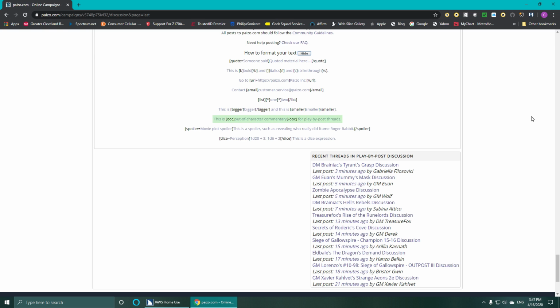Blank. This is OOG, out of character commentary, OOG, for play by post threads. Blank. Spoiler equals movie plot spoiler. This is a spoiler, such as revealing who really did frame Roger Rabbit, spoiler. Blank. Dice equals perception 1d23, 1d6 2 dice. This is a dice expression. Blank. Spoiler equals movie plot spoiler. This is a spoiler, such as revealing who really did frame Roger Rabbit, spoiler.